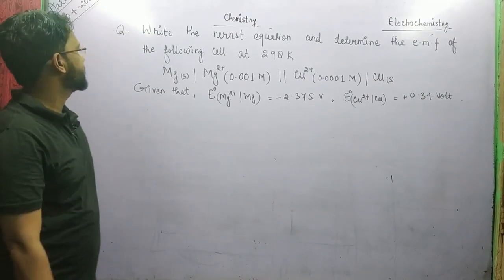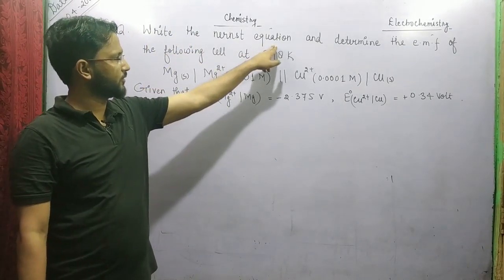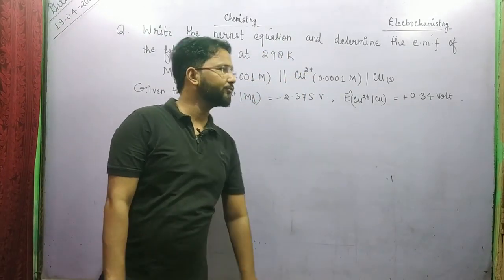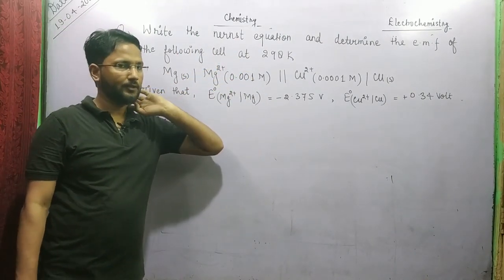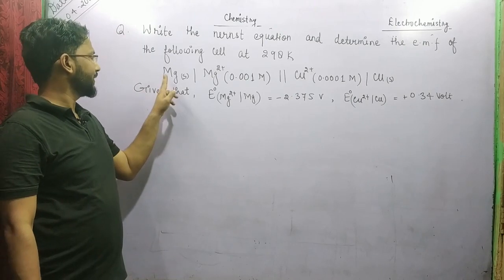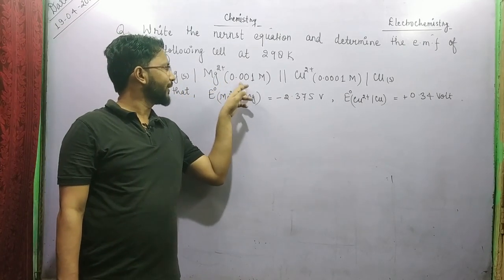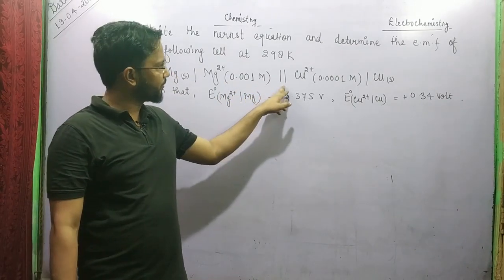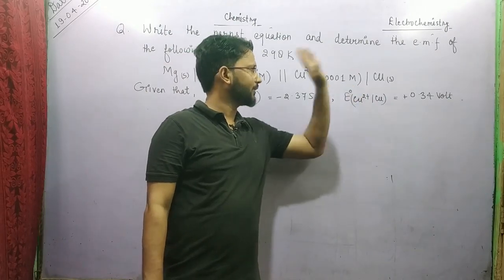Okay, now see this problem. Write the Nernst equation and determine the EMF of the following cell at 290 Kelvin. The cell is given as Zn solid converting to Zn2+ with concentration 0.001 M, salt bridge, Cu2+ with concentration 0.001 M, and Cu.